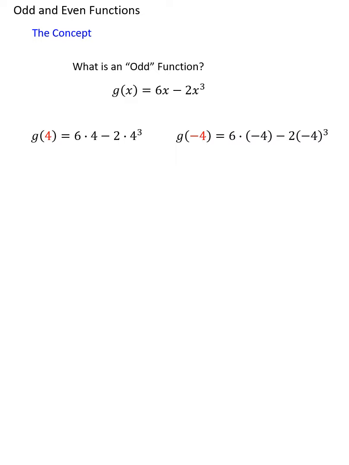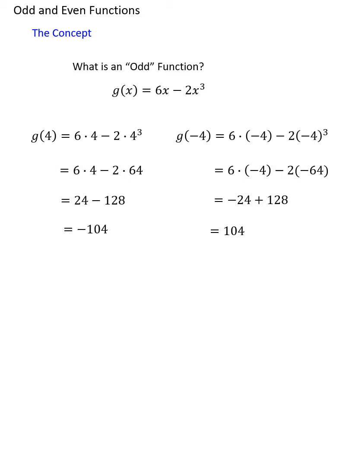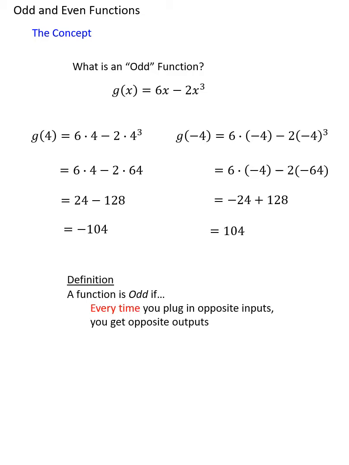Notice in this case, we've plugged 4 and negative 4, two opposite numbers, into our function g. Well, I did all the algebra, and you can hit pause if you want to see it. But the point is, we plugged in opposite inputs, 4 and negative 4, and we got opposite outputs. Negative 104 and 104 are opposites of each other. Now, this could happen coincidentally in a particular function, but if this were to happen every time we plugged in opposites, then we would say that that was an odd function.